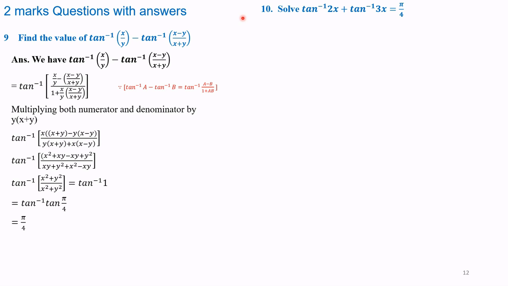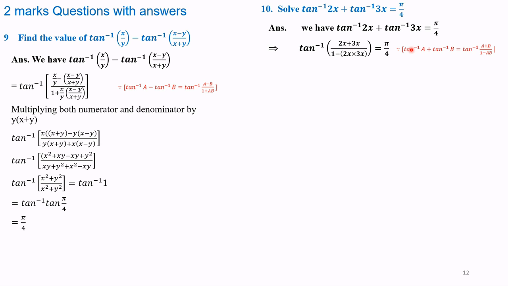Next question. Solve tan inverse of 2x plus tan inverse of 3x is equal to pi by 4. The given equation is written as it is, and we are substituting the formula: tan inverse of A plus tan inverse of B is tan inverse of A plus B divided by 1 minus AB. That is equal to the right hand side, pi by 4.